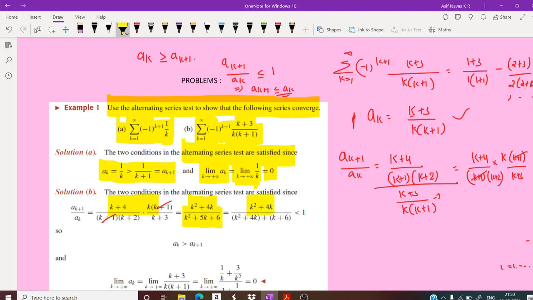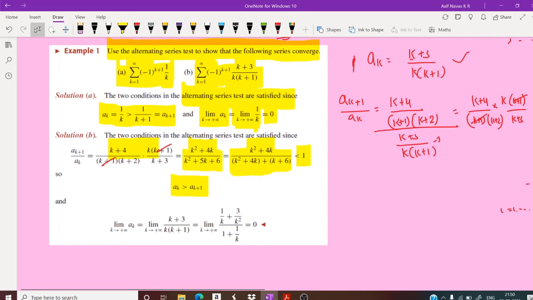So (k²+4k)/(k²+5k+6) can be written with denominator k²+4k plus k plus 6. So this is less than 1, since the denominator is strictly greater than the numerator. Therefore a_k is greater than a_(k+1) for all k. So the first condition is satisfied.